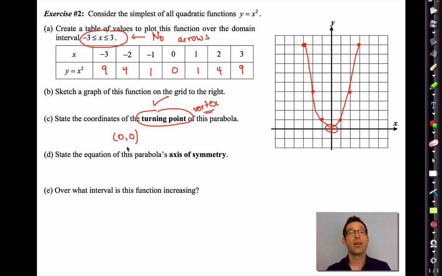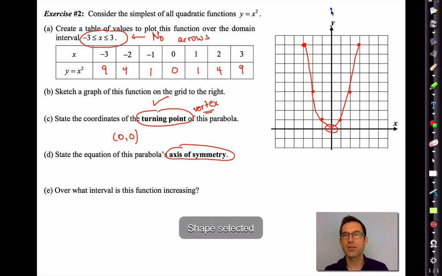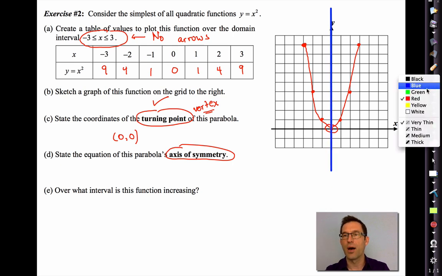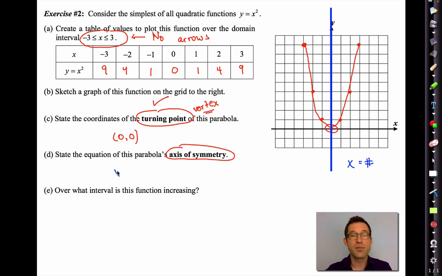All right. Now it says state the equation for this parabola's axis of symmetry. The axis of symmetry is a vertical line. I'm going to draw it in blue, a vertical line that cuts the parabola into symmetric portions. So its axis of symmetry is that blue line. And since it's a vertical line, it has the equation x equals a number. Remember how vertical lines have equations like x equals 4, x equals -2, etc. And specifically, this one has the equation x equals 0.